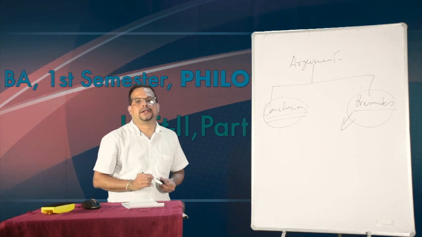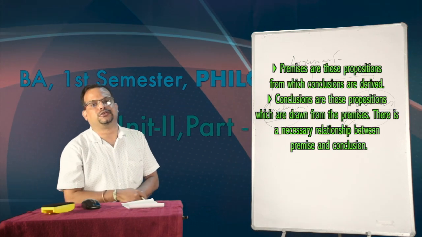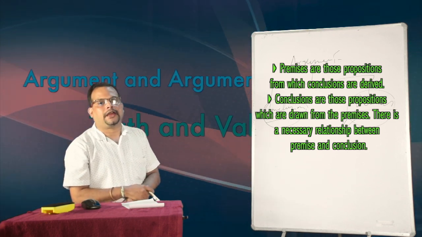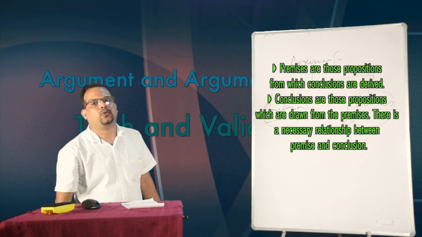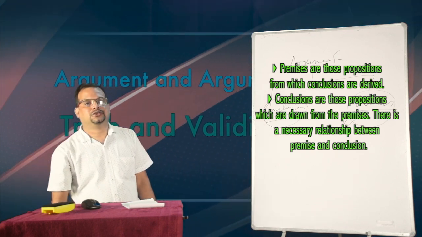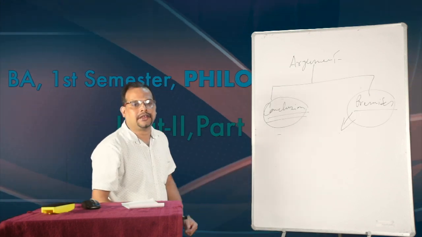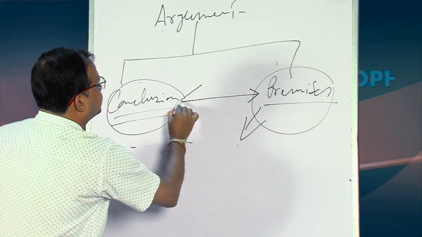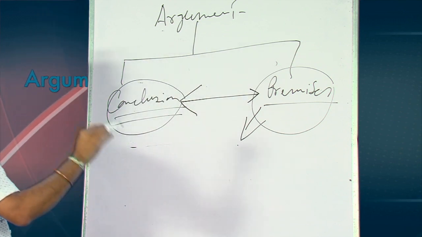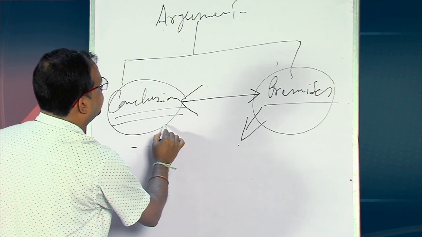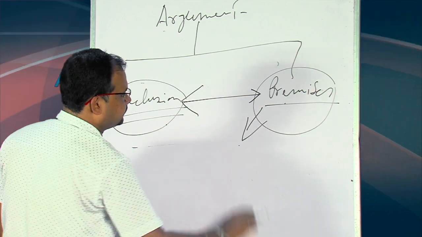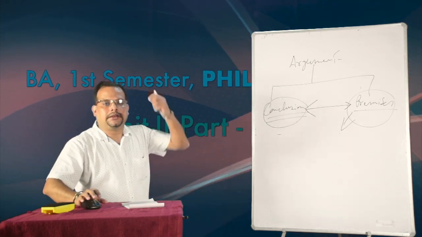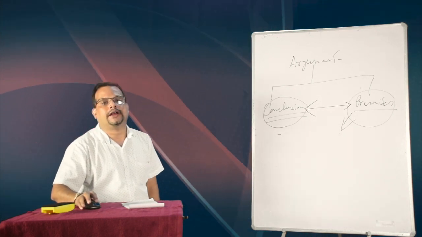And premises are those propositions from which conclusions are derived, and conclusions are those propositions which are drawn from the premises. So you see, dear learners, there is a necessary relationship between conclusion and premises. So in an argument, there is a necessary relationship between conclusion and premises. Now, dear learners, it will be clear to you when we go through the examples.